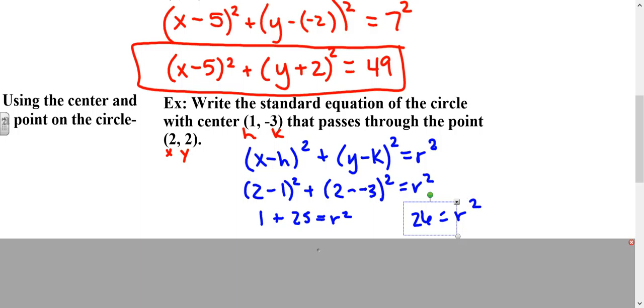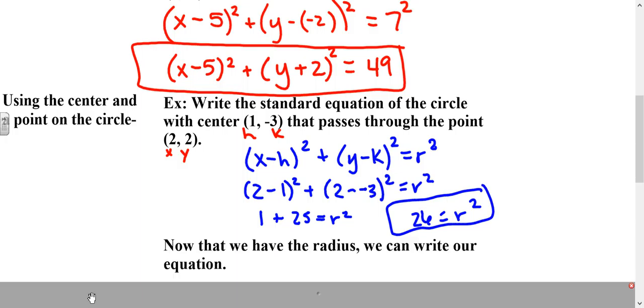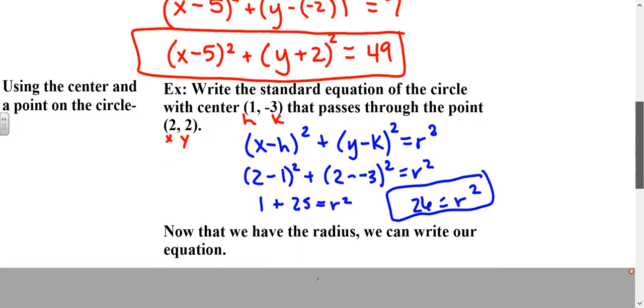Now I could go figure out what r is by taking the square root, but if I do that, I'm just going to square it again in my equation. So really, once I have r squared, that's all I need for my equation. So now that I know what my radius is, I can write my equation.